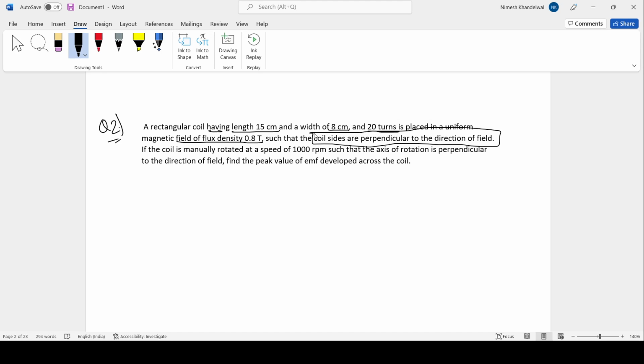We have been given that the coil side is perpendicular to the direction of field. So what does this mean? Let us say that this is the direction of the field. Then the coil sides are always at 90 degrees, like I think we placed it like this in the last question also. Basically your coil is rotating such that the sides are always perpendicular to the magnetic field lines.